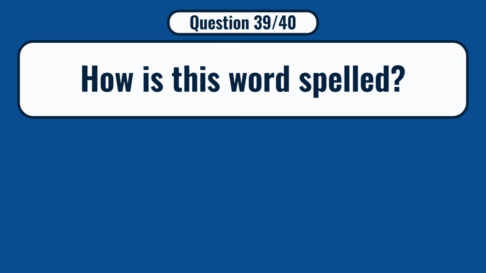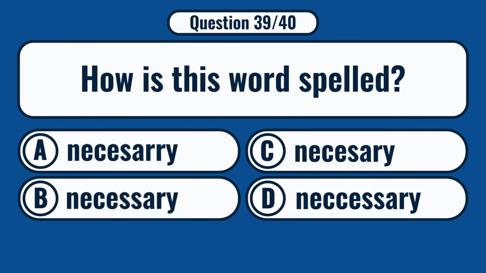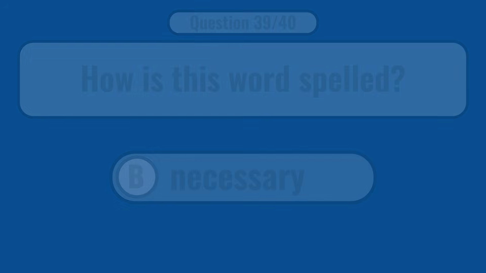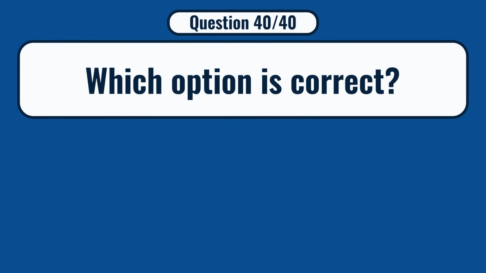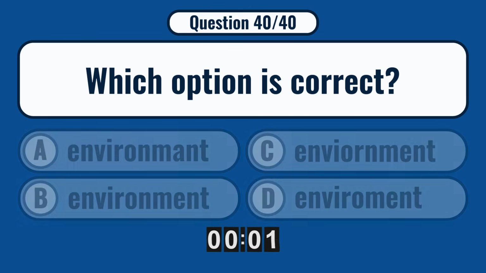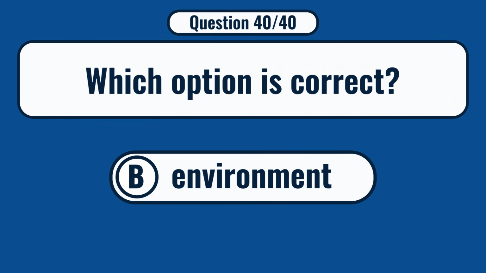How is this word spelled? Answer B. Necessary. Which option is correct? Answer B. Environment.